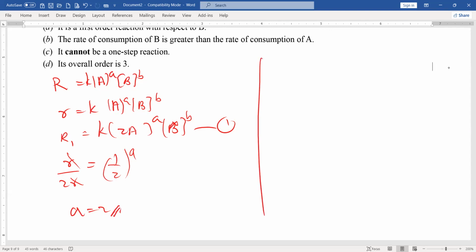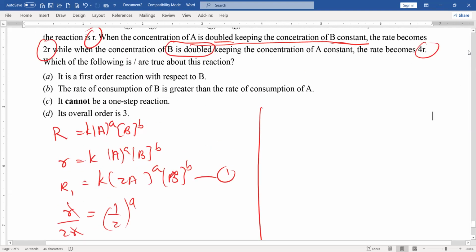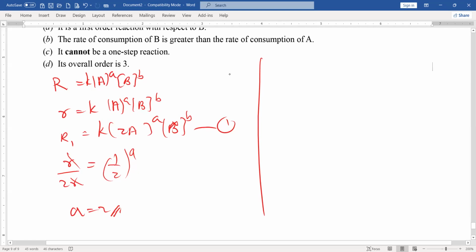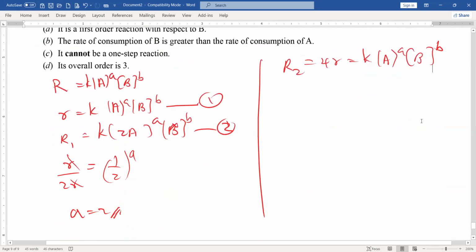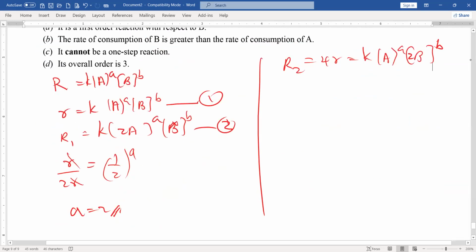In the next reaction, by keeping A constant, the rate becomes 4R when B is doubled. Say R2 equals 4R. So it is K times A concentration to the power A and B concentration to the power B. But in this case, B doubled means 2B. This is my third equation.